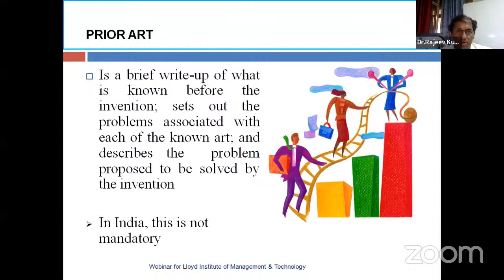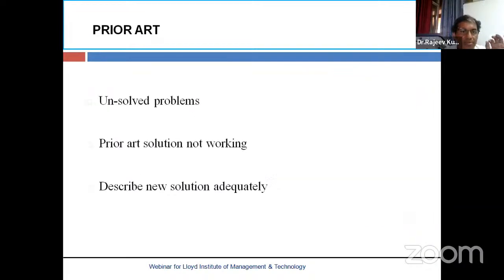Then you write about the prior art in the background section. It is a brief write-up of what is known before the invention. Means क्या चीजें already उसी invention के बारे में हमें already known है, and how is your invention technically superior to the pre-existing prior art. So prior art should include unsolved problems, prior art solutions which are not working, describe new solutions, and adequately describe all those solutions which are provided by your invention.